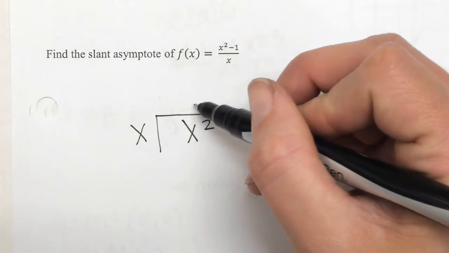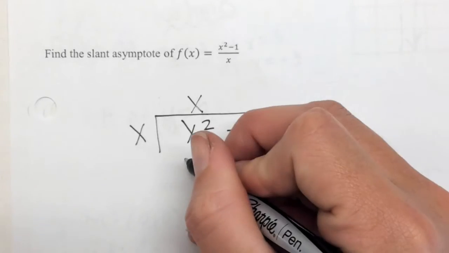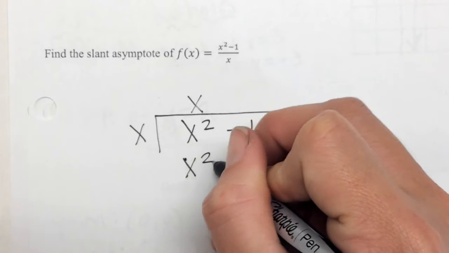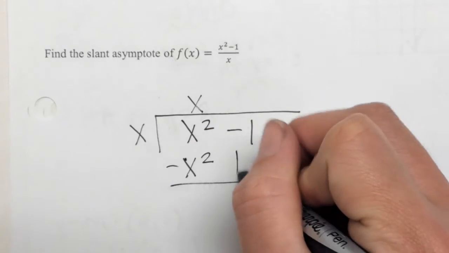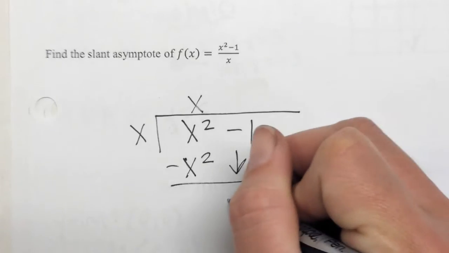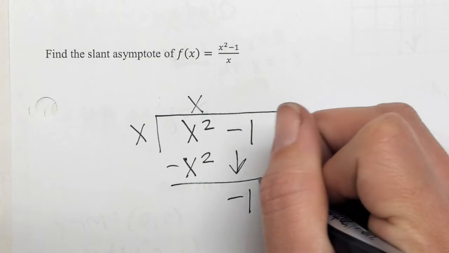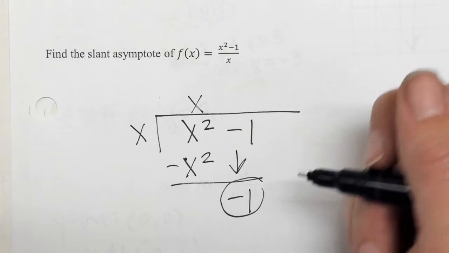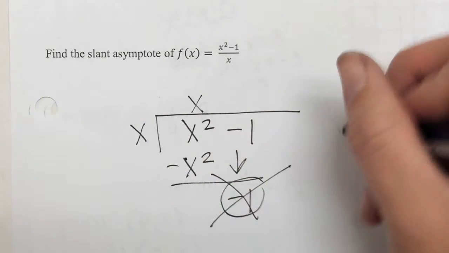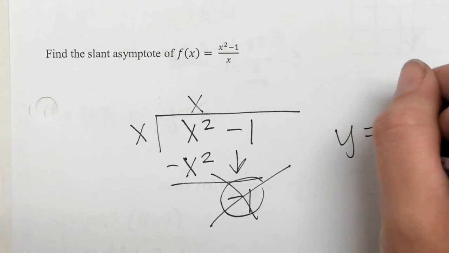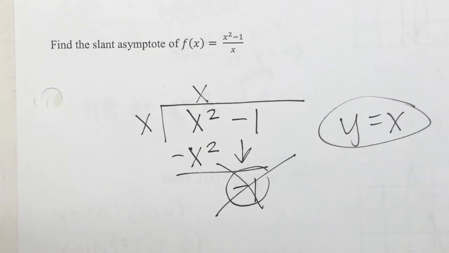Alright, what do I have to multiply this by? X. Good. What goes underneath? And then nothing here, right? So bring down. What do I have to multiply X by to get -1? Or actually, that's the remainder. I'm sorry. Yeah. That's the remainder. So remainder doesn't matter. What's our answer? Y equals X. Same thing. No, these will not always be the same.